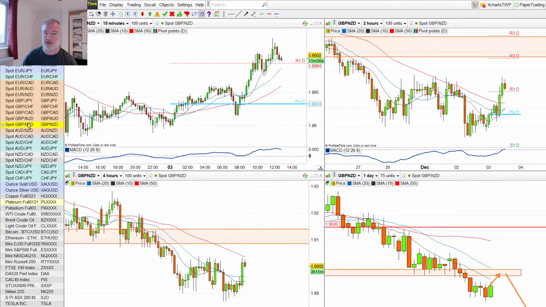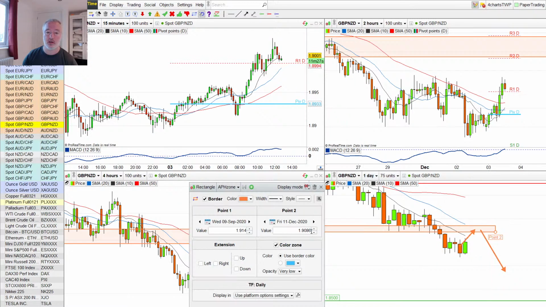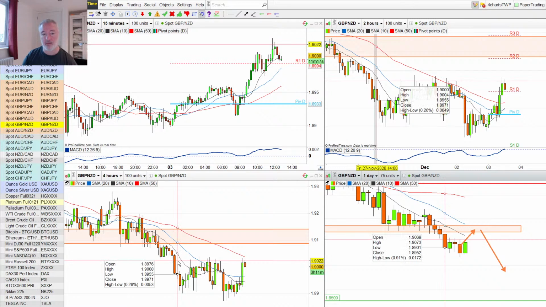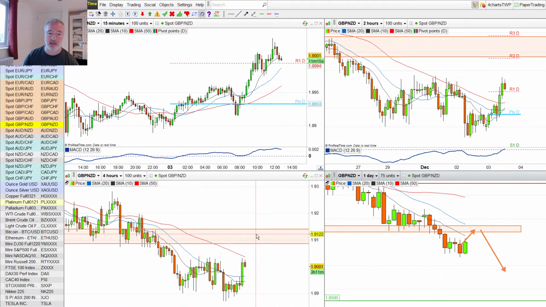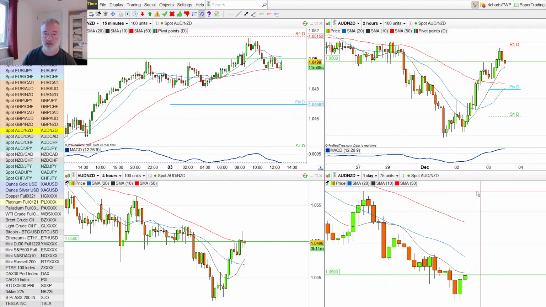Pound Kiwi. Okay, so Pound Kiwi I marked out actually on the daily for a potential for it to come back to that area and then potentially continue on down. So I maintain that. There's definite resistance up here, so it might do that. But if it does break up through that, then I think it could encounter resistance up there. So not great.